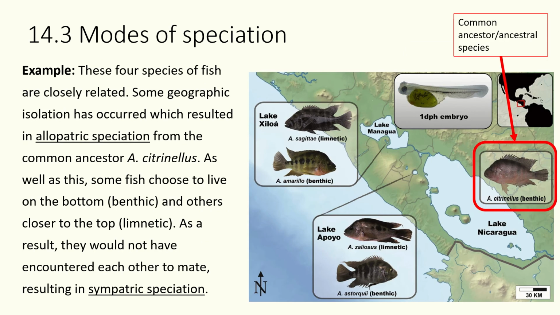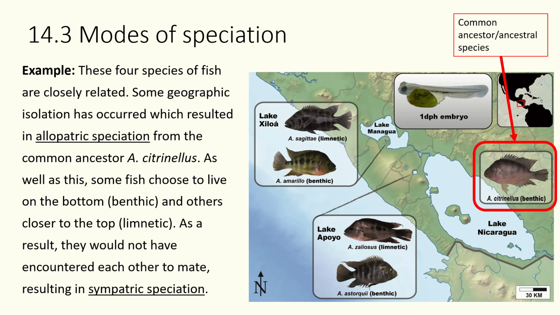And this is a fantastic example here of some fish, okay? As you can see, these are all part of the same genus, but different species. And this is in Central America. All of these four fish are very closely related, even though they may look somewhat different. Some geographic isolation has occurred in these fish, which has resulted in allopatric speciation from the common ancestor, which was A. citronellus. Okay, and you can see that A. citronellus is highlighted in the red there.